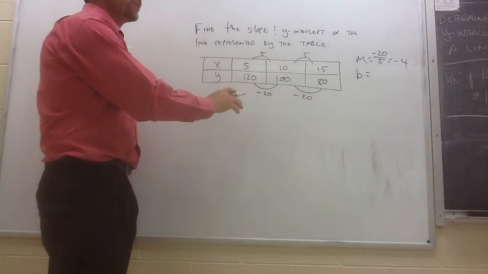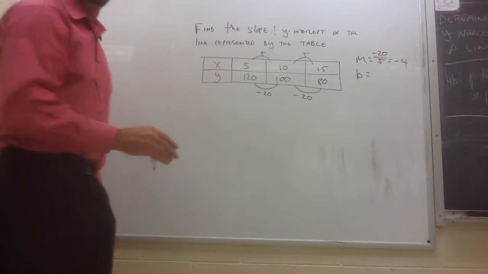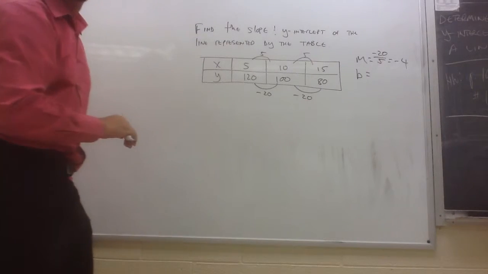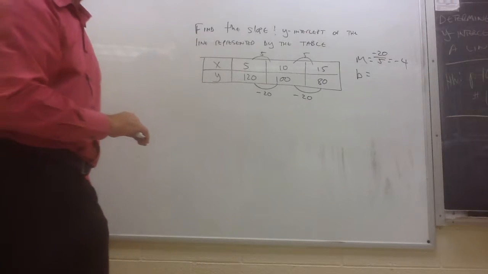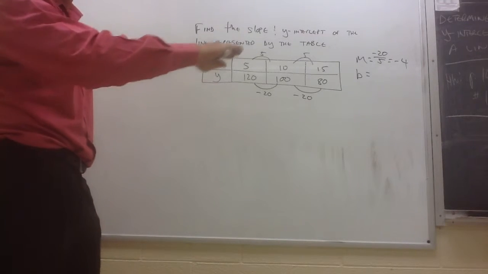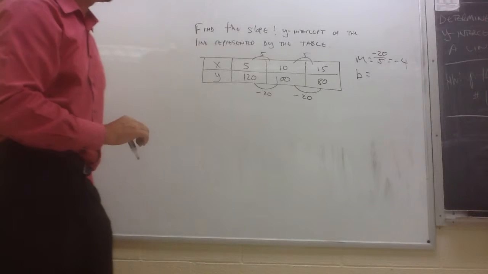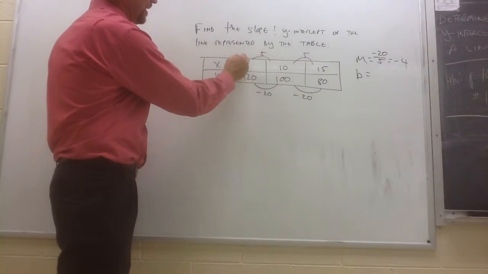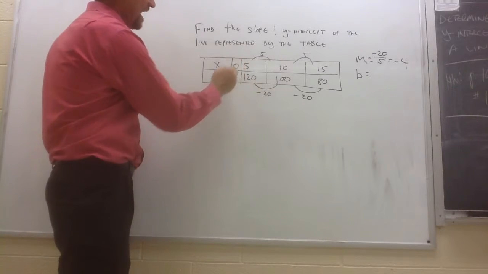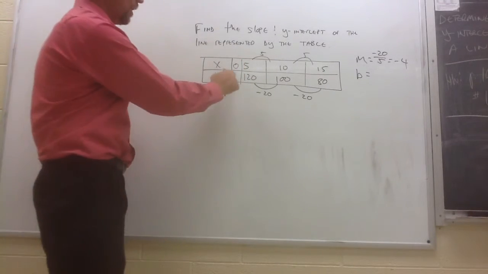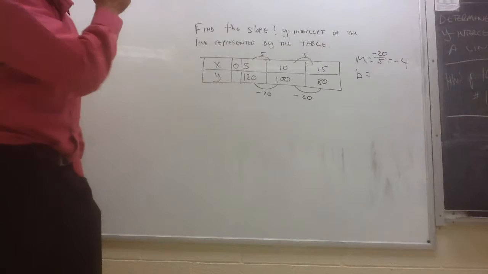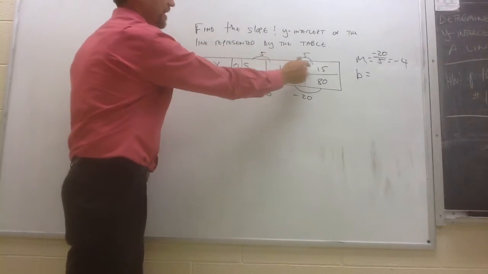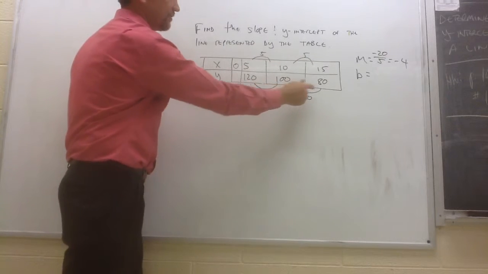Now to find the y-intercept, remember the y-intercept is the y-coordinate where the line crosses the y-axis. And at that point, when the line crosses the y-axis, the x-coordinate is always 0. So really what we want to find out here is, if I make x 0, what would y be? Well, if you look at the pattern we have, every time x increased by 5, y decreases by 20.